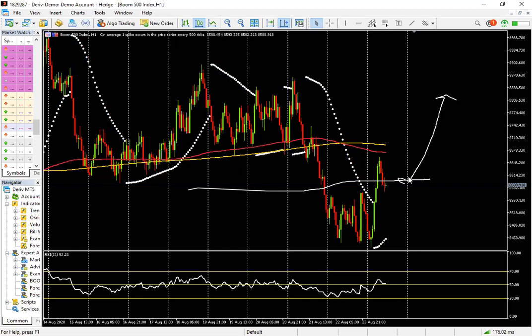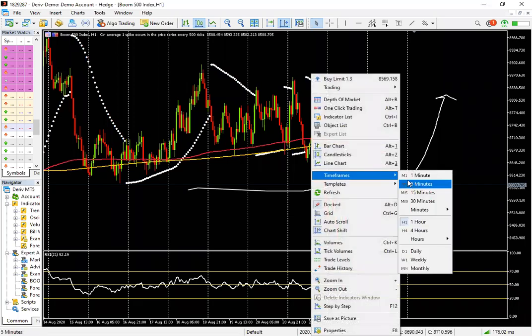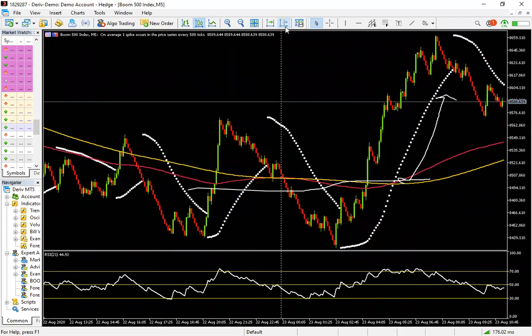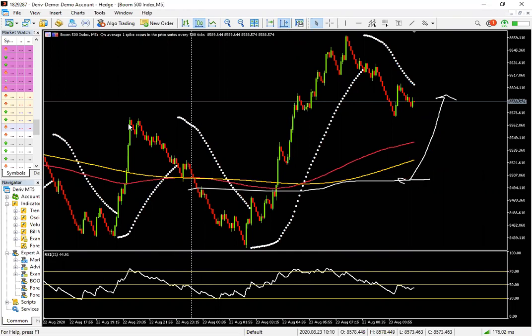So that's a nice analysis on Boom 500. Retesting this support here, I'm getting a nice opportunity on 5 minutes for a buy. If I'm looking to buy this, any drop to my simple moving average on the 5 minutes chart, and I see it bouncing back from the simple moving average, then the parabolic confirms my entry. Once the parabolic confirms my entry, then I'll buy this. So this is a good setup for me to buy Boom 500.